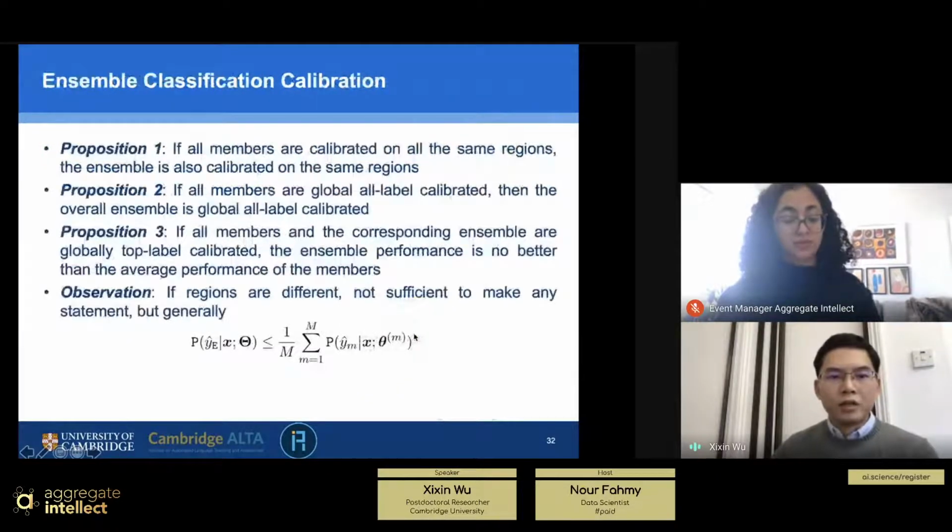So now we have the three propositions related to the global region all-level calibration and global region top-level calibration. When all of the members are calibrated on the same regions, we have some statement. But if the regions are different, this is not sufficient to make any statement. But generally, we have this bound, and we can also observe in empirical results that the ensemble confidence is slightly lower than the members' confidence.